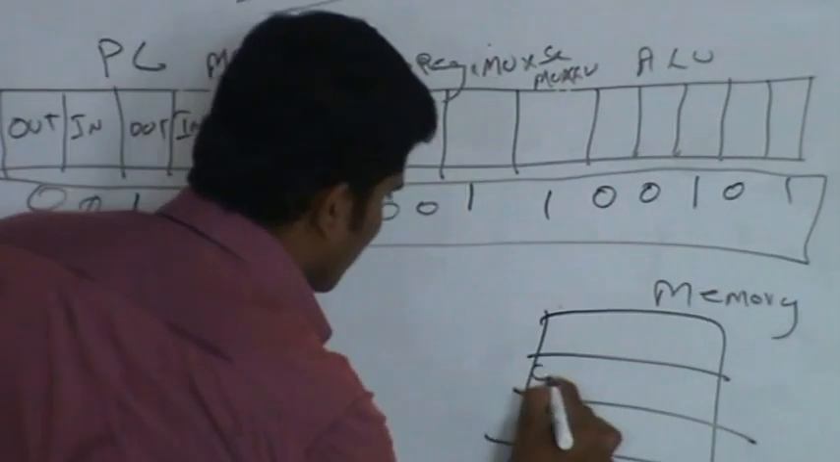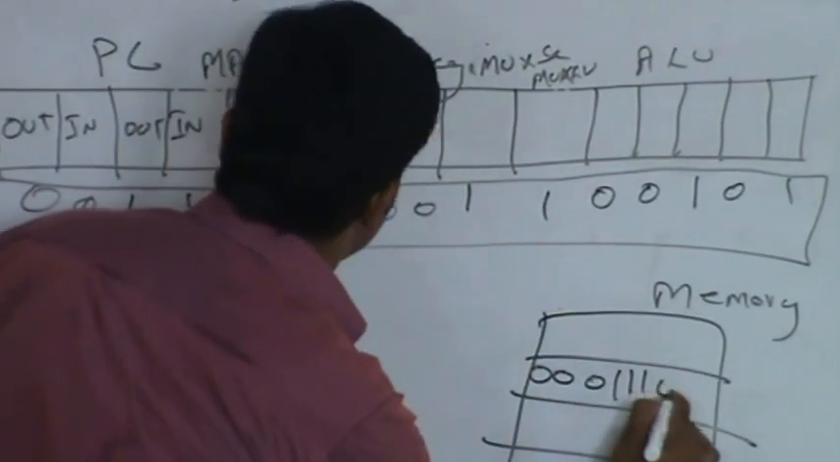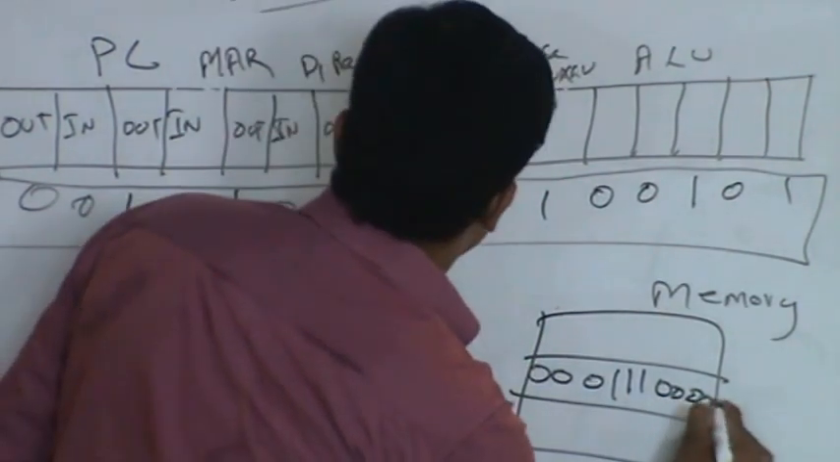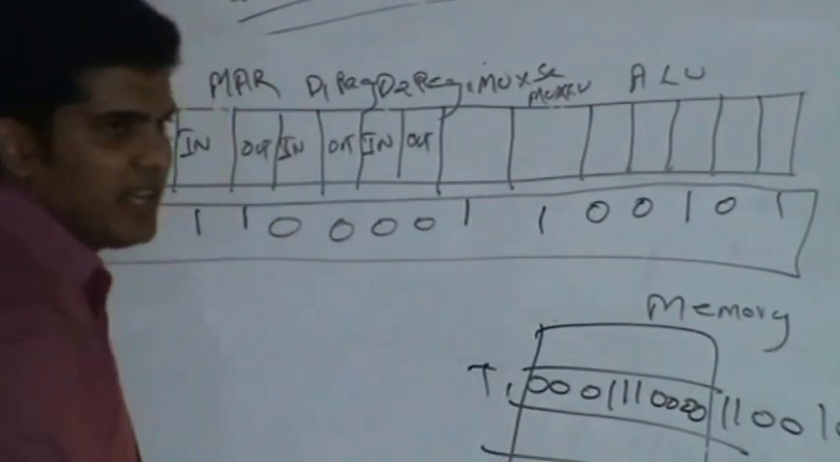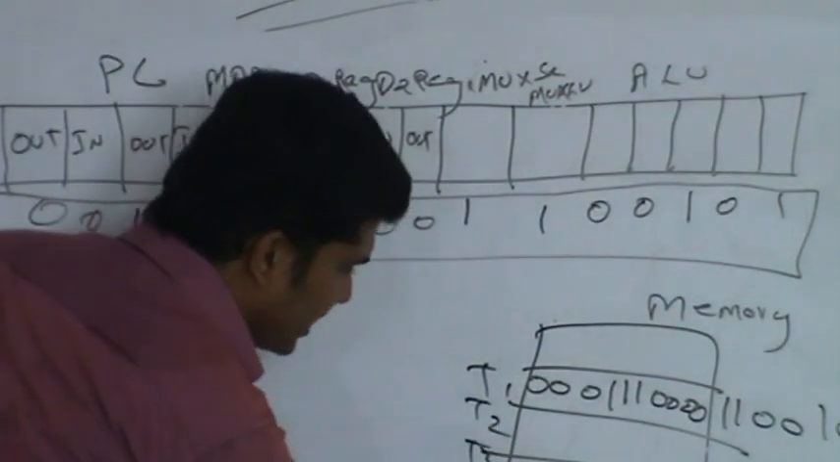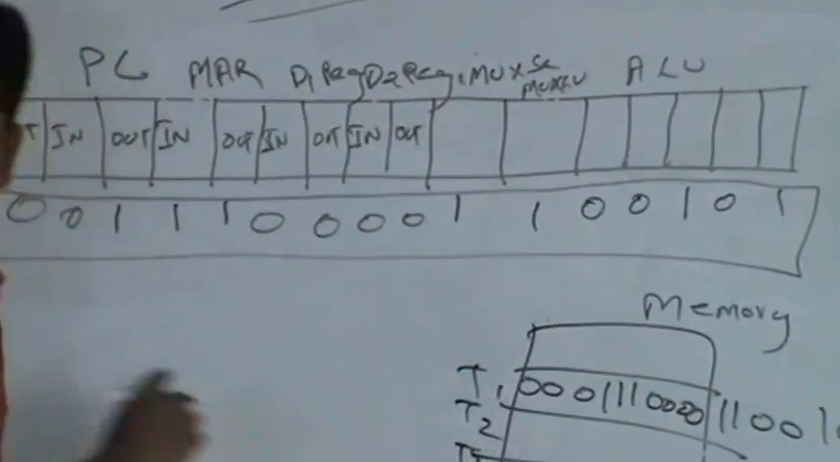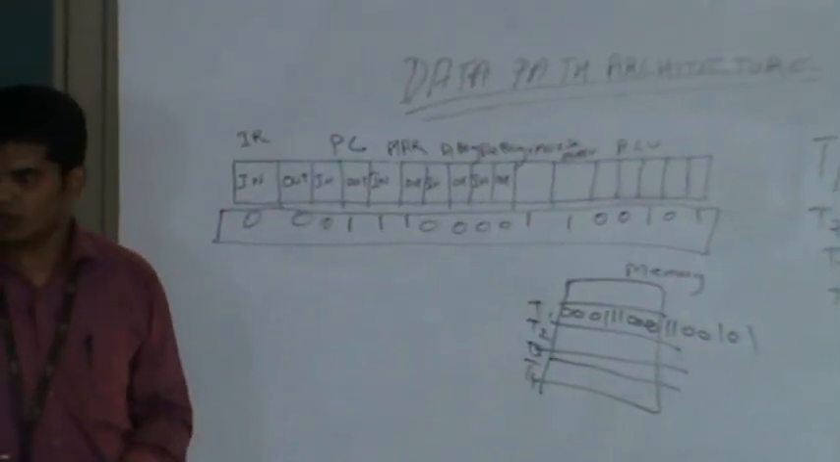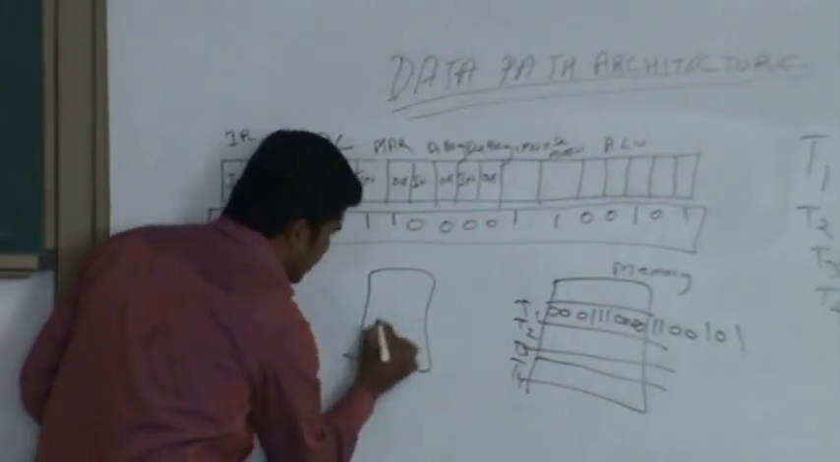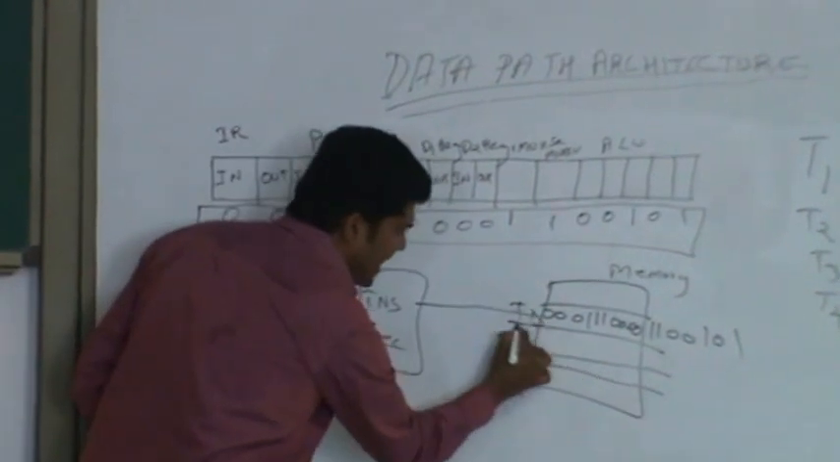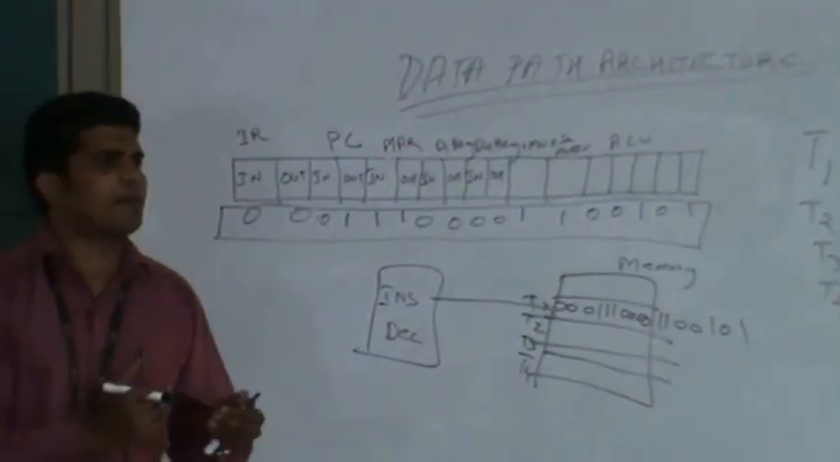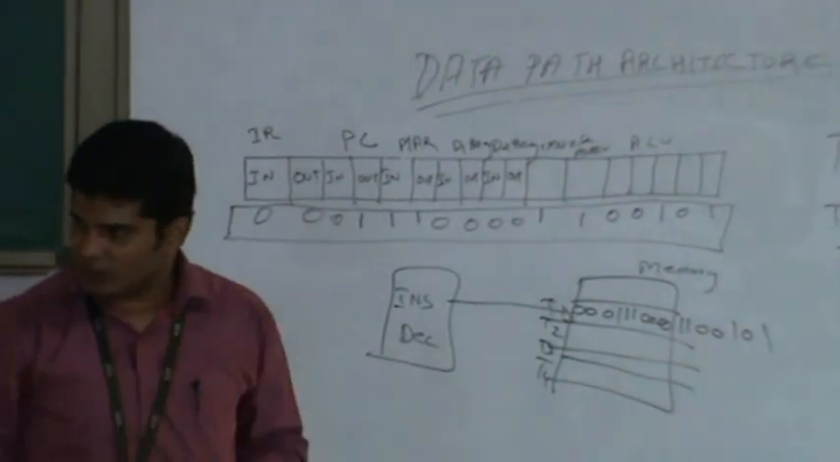So consider this is the code: 0, 0, 0, 1, 1, 1, 0, 0, 0, 1, 1, 0, 0, 1, 0, 1. This is for T1. Like that you will be having for T2, T3, T4. For n number of instructions you will be having the control word. So the instruction decoder will select the appropriate address, or will point to the appropriate address. That address will be selected and that particular word, because we are selecting only one word.